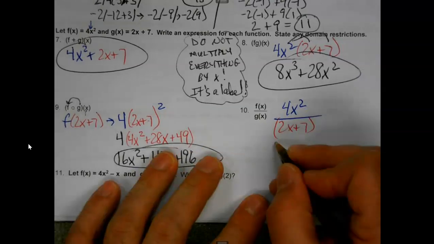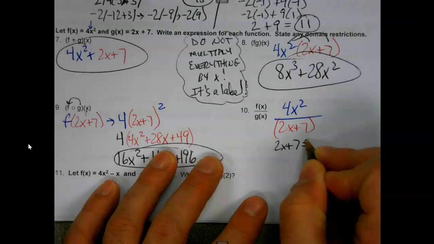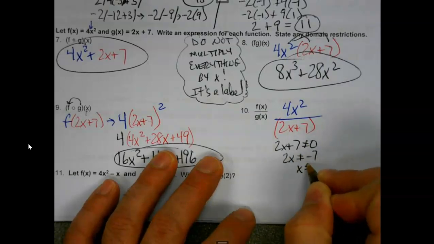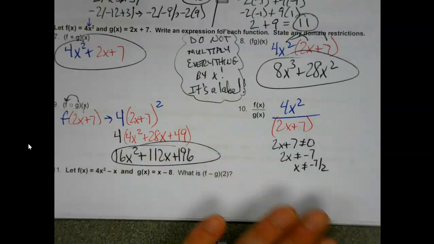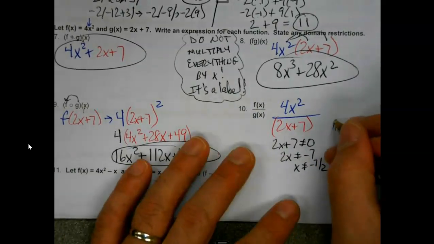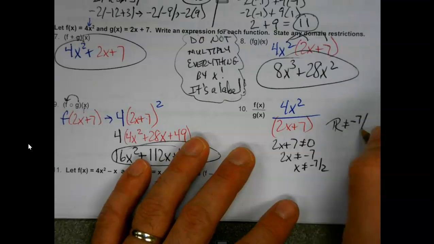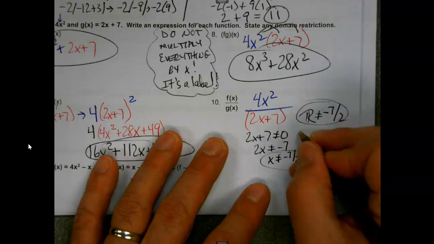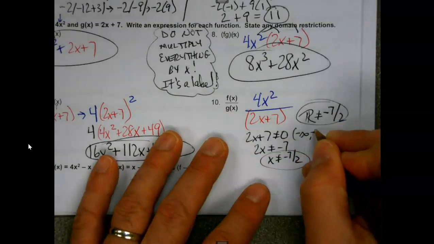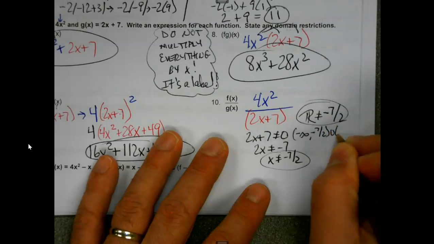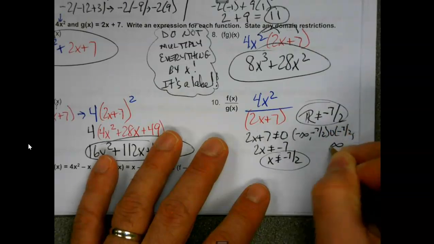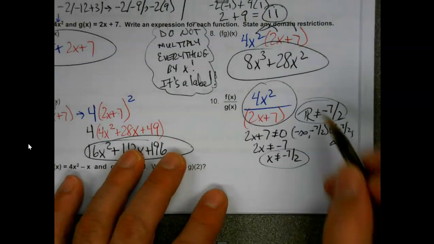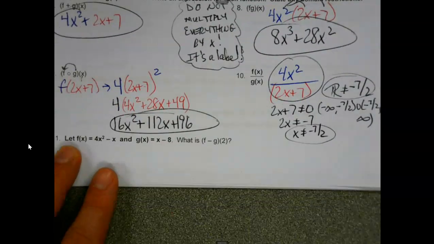But domain restriction. 2x plus 7 can't equal 0. Now, even though that's acceptable, I would still prefer all reals not equal to 7 halves. I'll take this, or I'll take this. I'll take any of them, okay? But make sure you're showing me the domain restriction there.